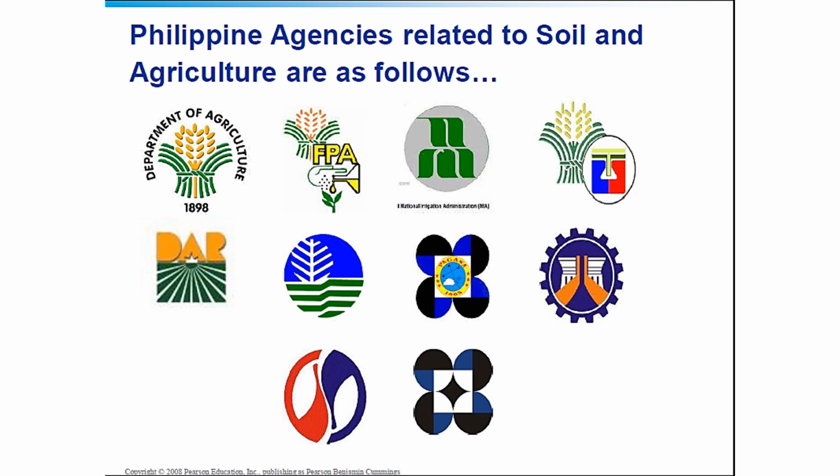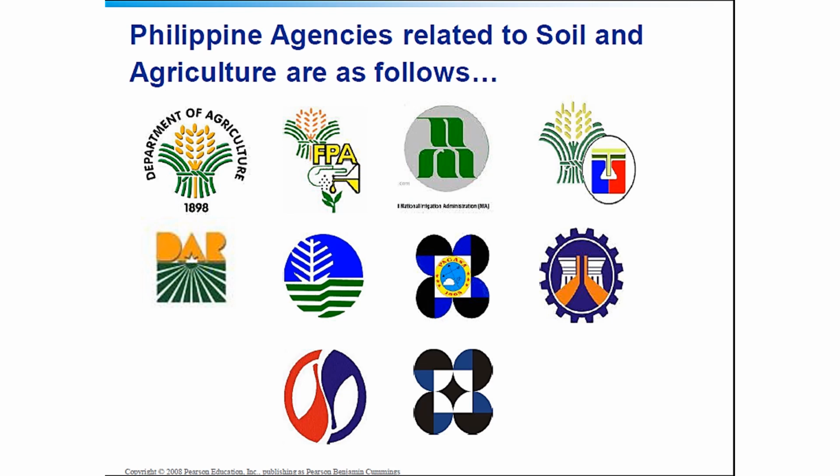So what are the different Philippine agencies related to soil and agriculture? First, we have the Department of Agriculture, or the DA. The DA also has different organizations within that department. We have the FPA, or the Fertilizer and Pesticide Authority. We also have the Bureau of Soils and Water Management. For irrigation, we have NIA, the National Irrigation Authority. And for the environment, we have the Department of Environment and Natural Resources, under which is the EMB.